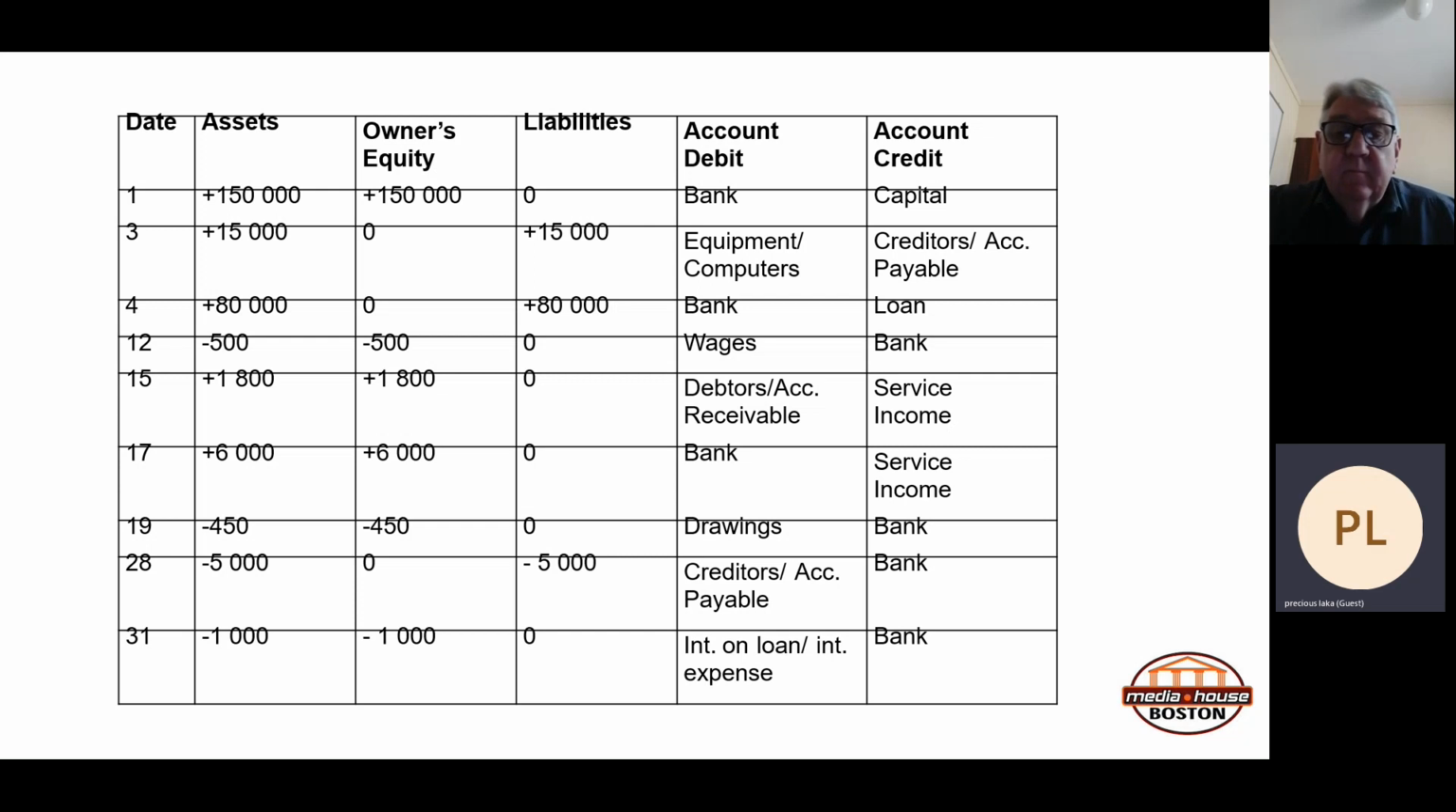Then on day 10, purchased an office computer for 6,000 Rand cash. So even if we purchase with cash, this is an asset toward the business, so it'd be a plus on the asset, right? Yeah. 6,000 Rand.